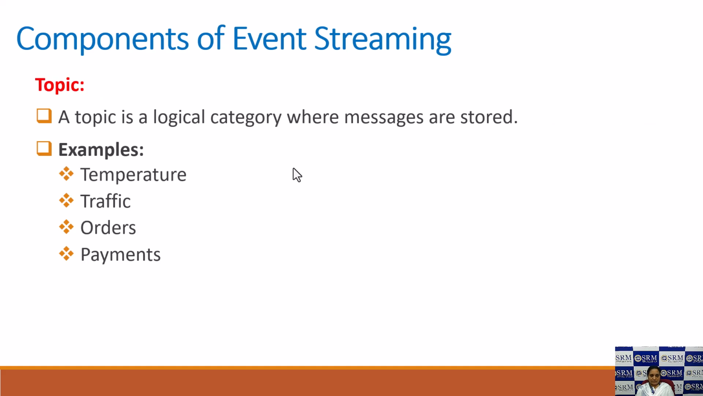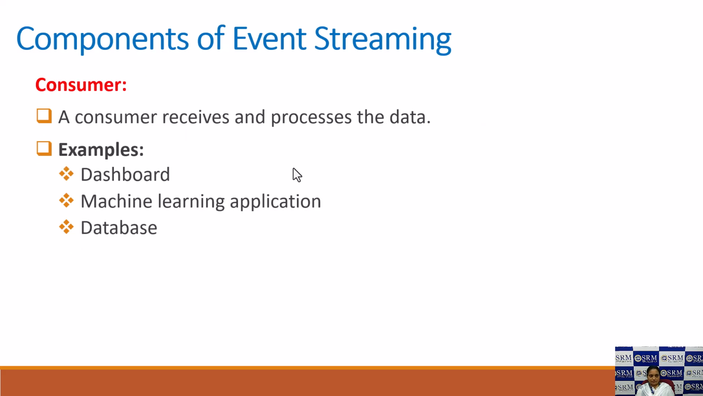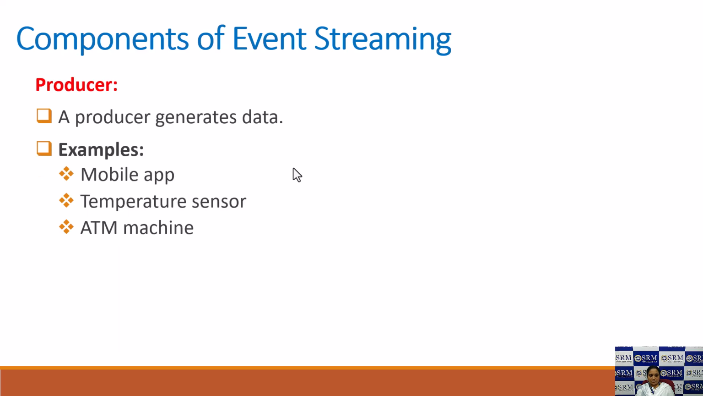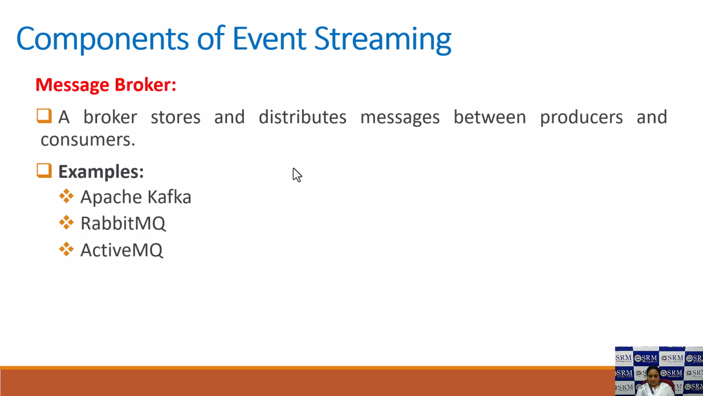The next is the topic. A topic is a logical category where messages are stored. If multiple events are happening, on what topic are they? For example, temperature is a topic, and in it, all the temperatures calculated from morning till night. Traffic, how many traffic updates have happened, orders, payments, etc. These are called topics. So remember the four things: producer, consumer, message broker, and topic.